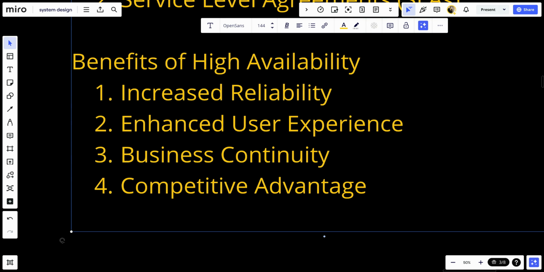So, in summary, high availability is a critical aspect of systems design that ensures continuous operations and minimal downtime for essential services. By implementing redundancy, failover mechanisms, load balancing, and other strategies, high availability systems maintain reliability and provide a robust infrastructure that can withstand failures and disruption.